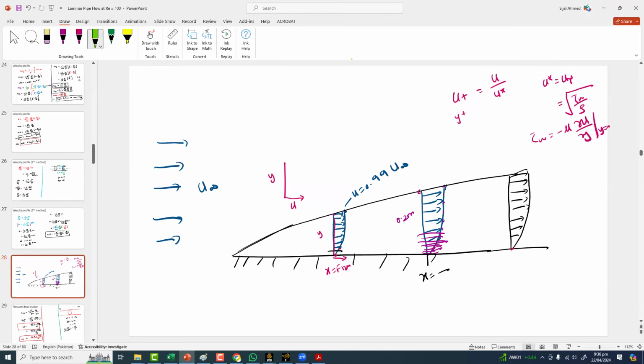So all these things will determine the profile shape and its behavior. They come up with the equation that u plus is equal to u upon u star, which is u tau. Y plus is equal to delta y, the first cell height, times u tau, density divided by viscosity. So they are taking into consideration the viscosity and density of the fluid.